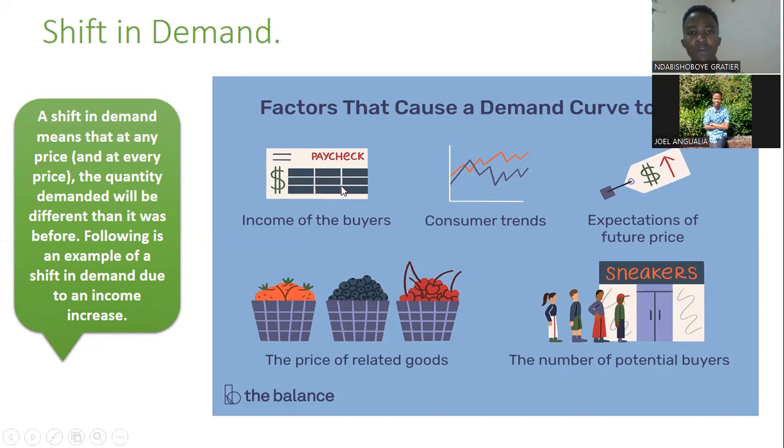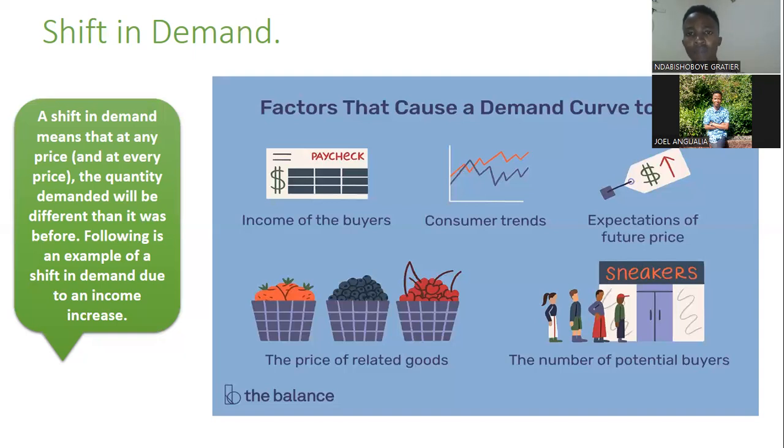So we can also look at the factors that cause a demand curve to shift. Income of the buyer. As we have seen, the income of the buyer plays a very big role in the demand. When the buyer has experienced an increase in income, then their purchasing power will have to what? To rise, and they will demand more goods.